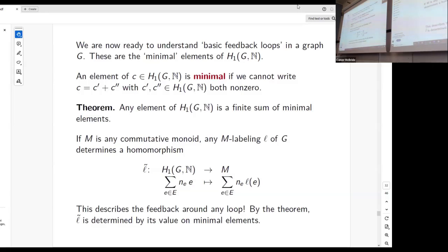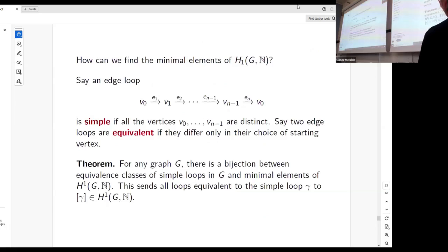So some elements of H1, remember, come from loops. Others will be linear combination loops. But by this theorem here, we will know this L tilde if we know its value on minimal elements, because everything in here is a sum of those minimal elements. So minimal elements are all you need to know the feedback around. But what are they like? How do you find them? Well, there's this nice way to find them. And it's sort of obvious if you get the picture of what's going on here.